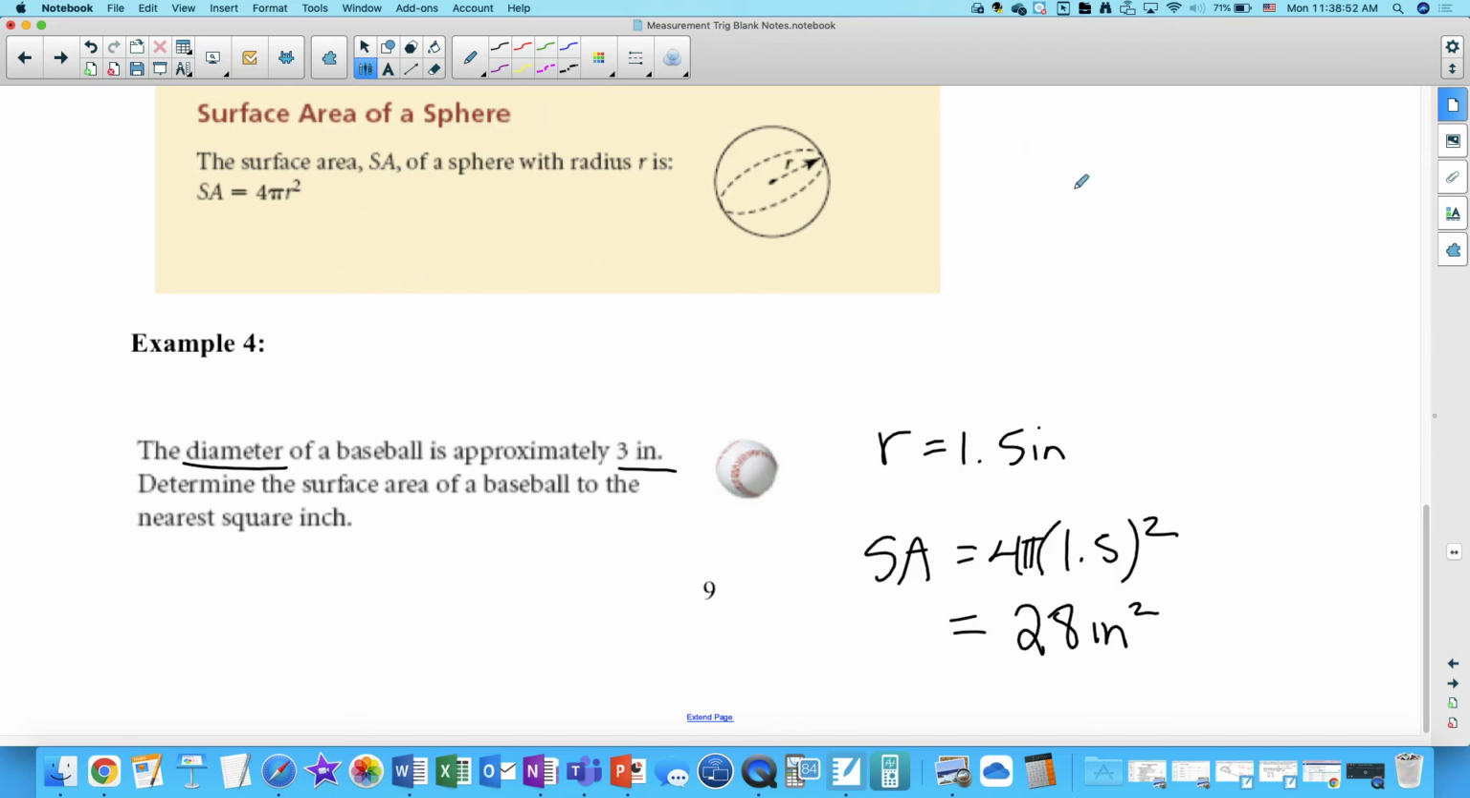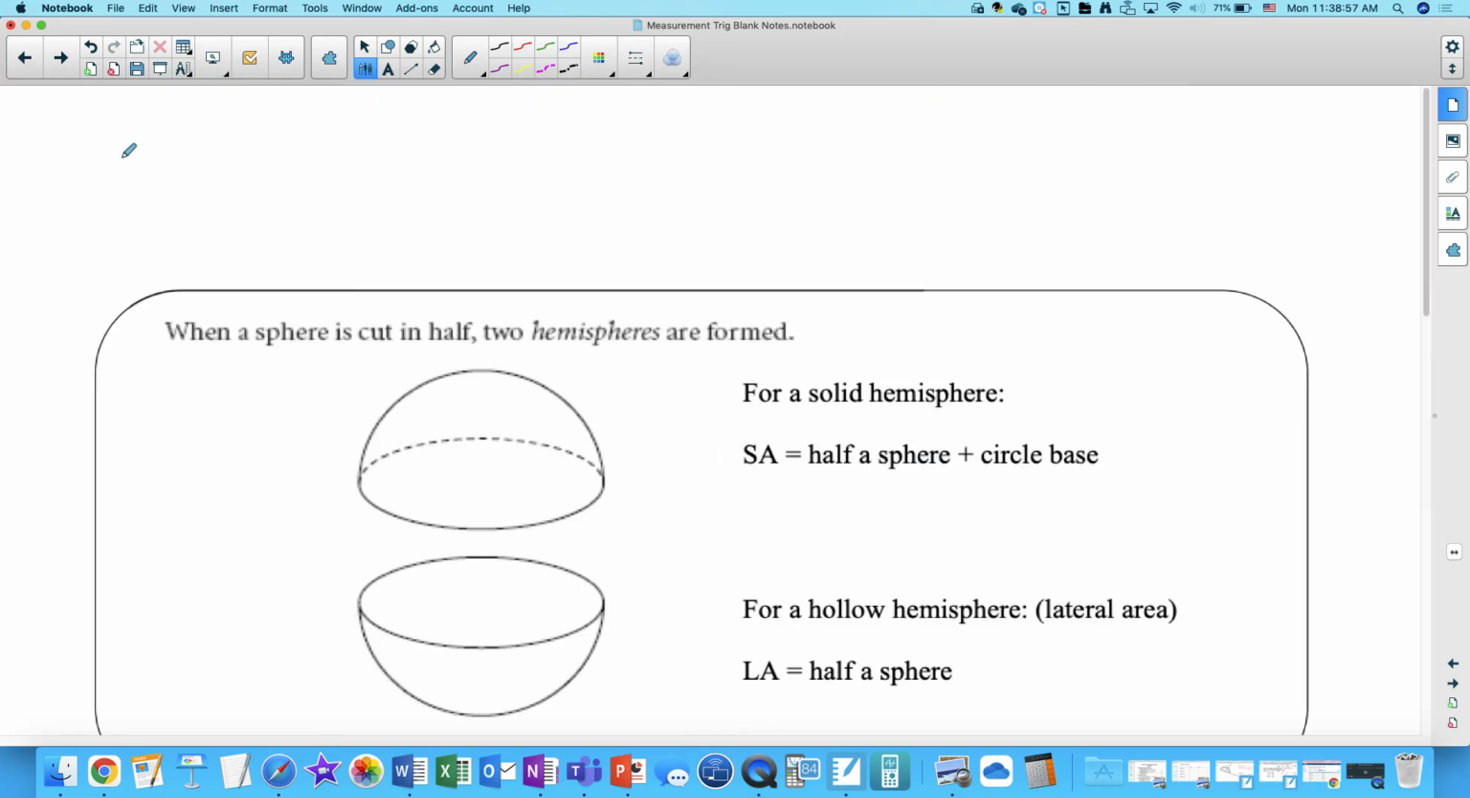This guy is on your formula sheet. What is not on your formula sheet is what we're about to look at, which is a hemisphere, which is half a sphere. Okay, so there's two kinds of hemispheres. One of them is a solid hemisphere, and one of them is a hollow hemisphere. If you think of a solid hemisphere, that's like if I took an orange and cut it in half, it's solid in the middle. A hollow one would be like if I ate the inside of the orange and then cut it in half, if that's possible, and just looked at the peel.